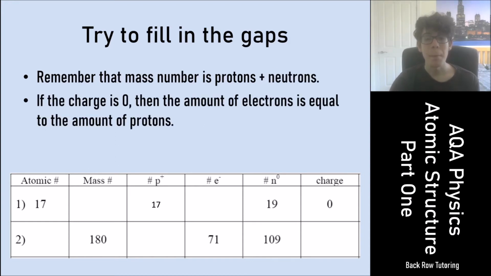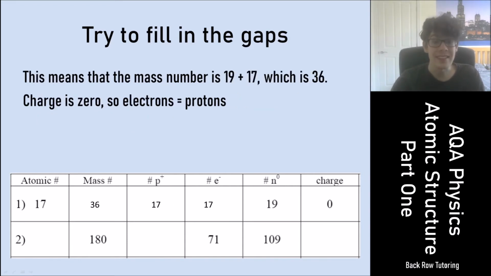Remember that if the charge is 0, then the amount of electrons is equal to the amount of protons. This table tells us that our charge is 0. If there is a 0 overall charge, the amount of protons and the amount of electrons must be the same to keep the charge at 0. So if we have 17 protons, we must have 17 electrons. Okay? Now, the table tells us that we have 19 neutrons.